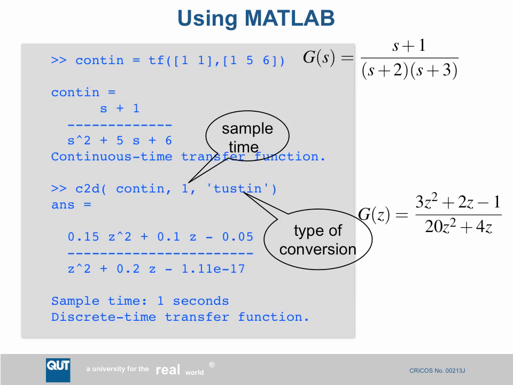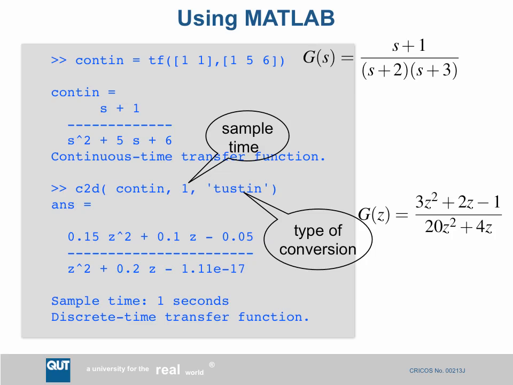We can see now that it's in the Z domain because it's put Z's in the polynomials, and it's told us that the sample time is 1 second. So here's MATLAB's go at the transformation from continuous to discrete using Tustin transform. And over on the right hand side is my solution. You see that it's actually pretty close.